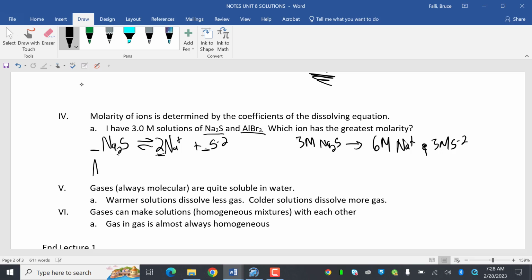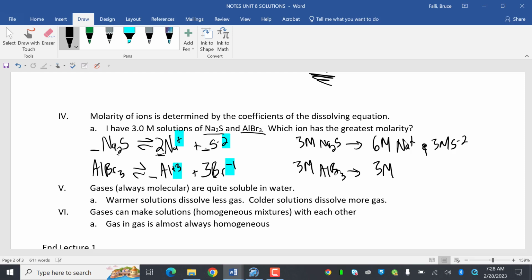So let's take a look at AlBr3. You probably can already see the answer. So aluminum is plus 3, turn into its ions, and bromine is minus 1, but I need 3 of them. And again, these charges come from the periodic table. Look at the columns of the periodic table, and they'll tell you. So that means if I have 3 molar AlBr3, I'm going to have the same molarity of aluminum, same coefficients, and I'm going to have 3 times 3 is 9 molar Br negative. So which ion has the greatest molarity? 9 molar Br negative.